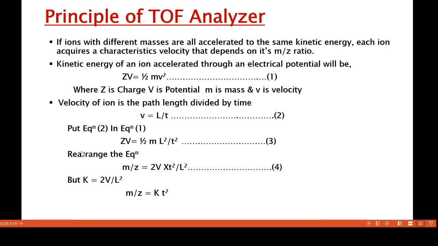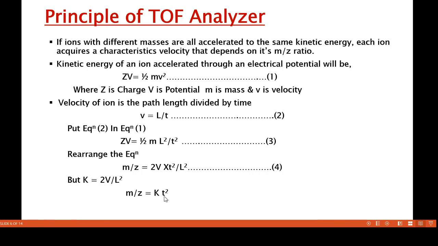Okay. Then we rearrange the equation. Why do we rearrange the equation? Because we require the value of m by z. So for that we rearrange the equation. m by z is equal to 2V into t square by L square. Okay. So this is equation number 4. But we know that all these terms, 2V upon L square, are constant terms. So we use k is equal to 2V upon L square. So putting the value of this k into this equation, we get m by z is equal to k into t square.